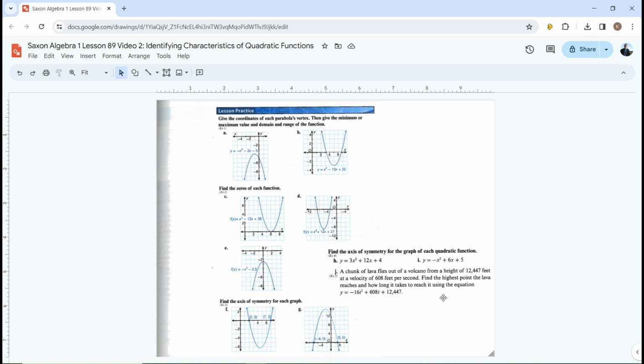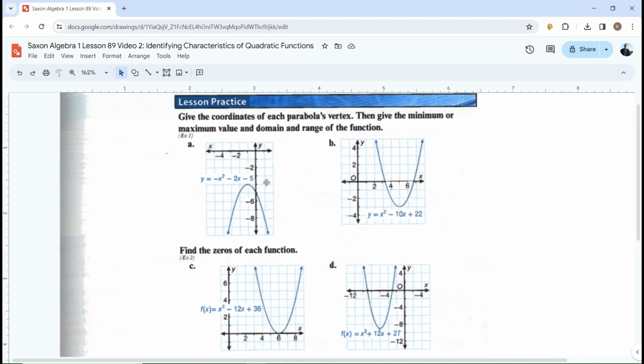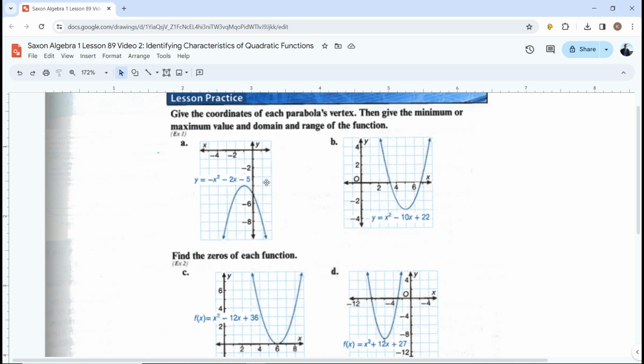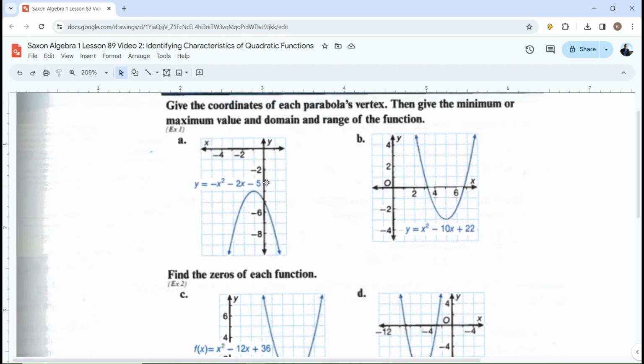We are ready to work some practice problems related to quadratic functions. Let's get started. In letters A and B, what we need to do is give the coordinates of each parabola's vertex, then the minimum or maximum value, and the domain and range of the function. That's a tall order. All right, the first thing we're going to do is the coordinates of the vertex. That's not too hard. We just look and see where the minimum or maximum point is.